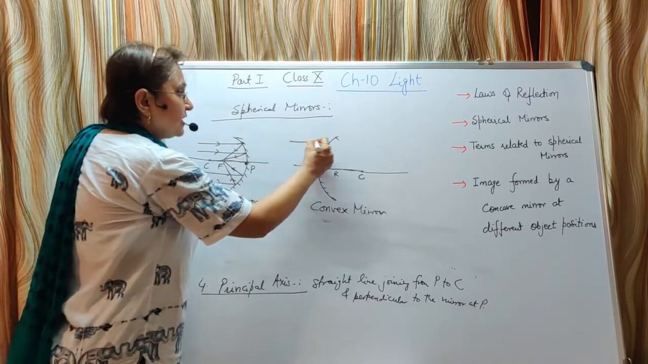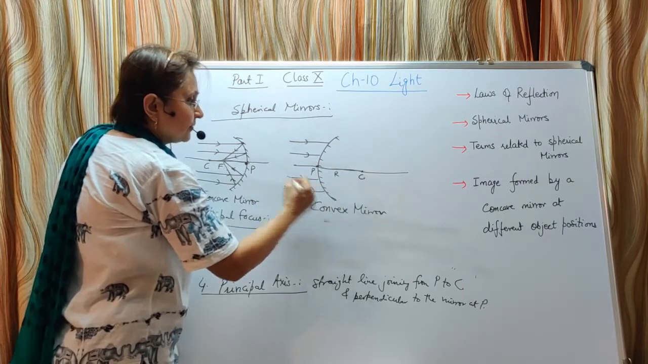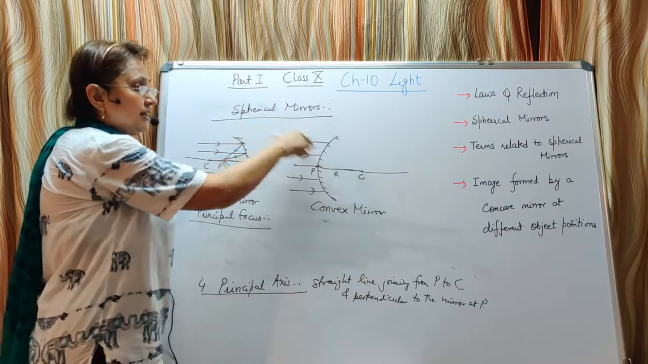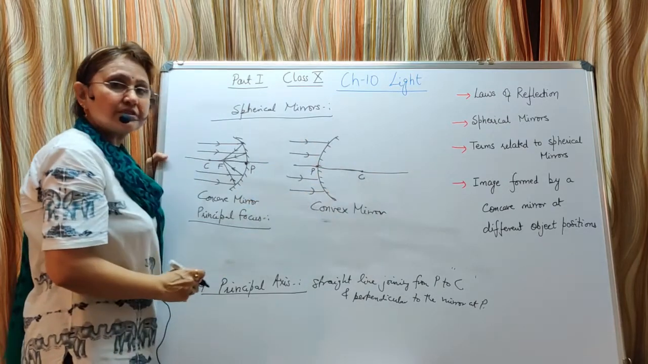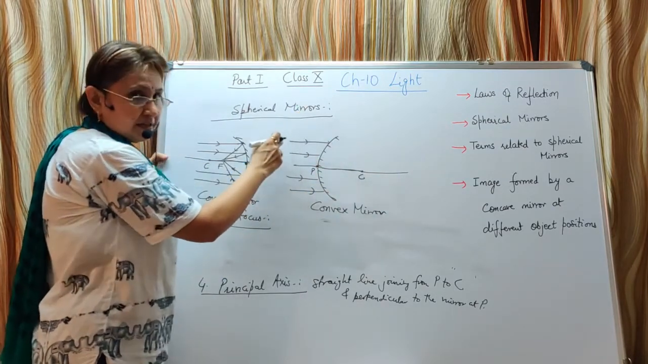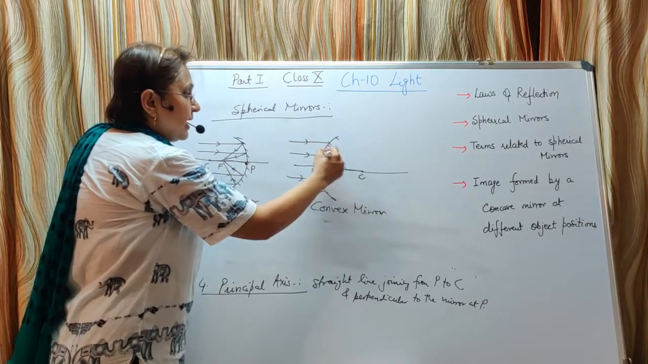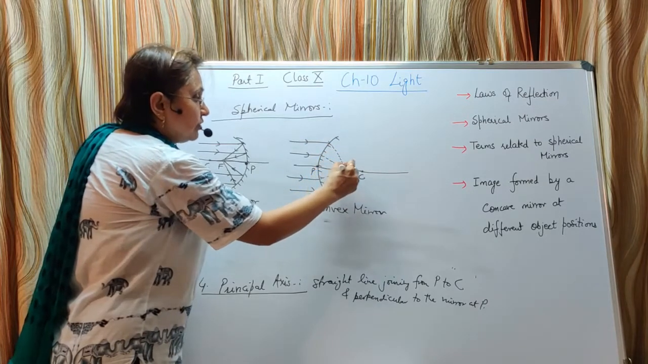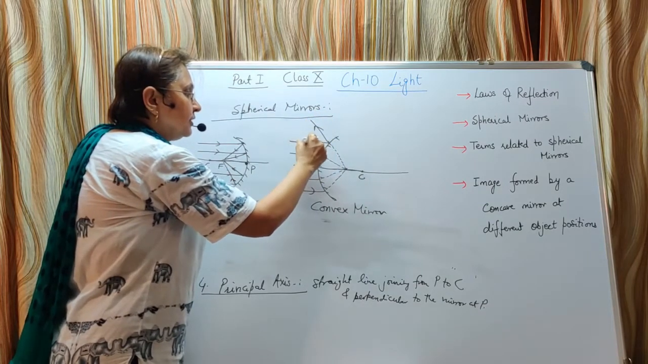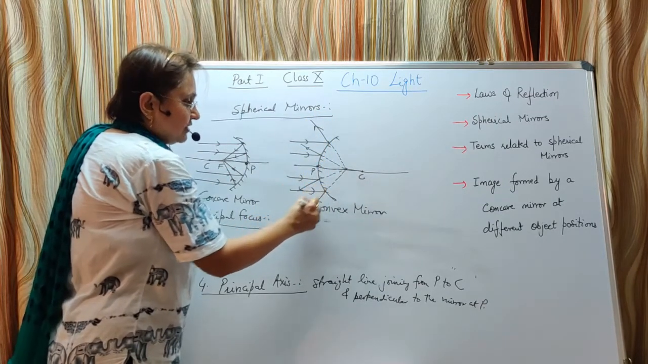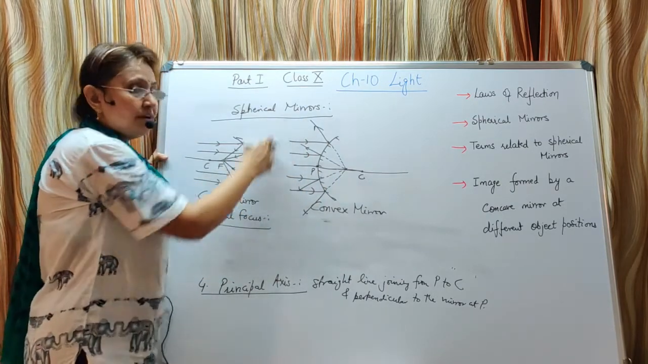Now let's see the case of a convex mirror. These are the parallel incident rays, and after reflection they will be reflected along this direction, because the bulged out surface is the reflecting surface. After reflection, when they are extended backwards, they appear to diverge from a point. These are the actual reflected rays. If you extend these actual reflected rays, they will never meet here.